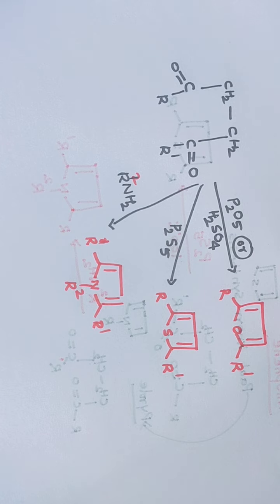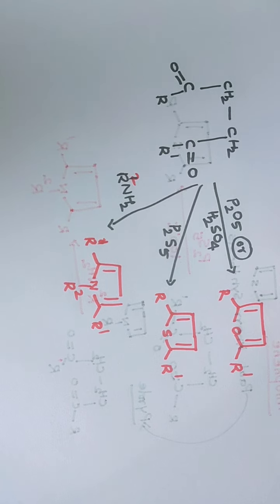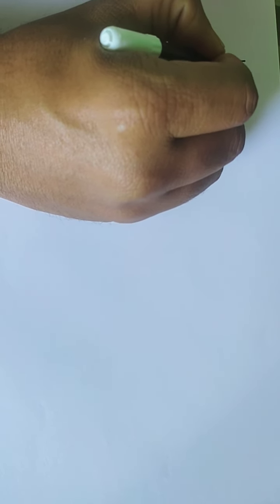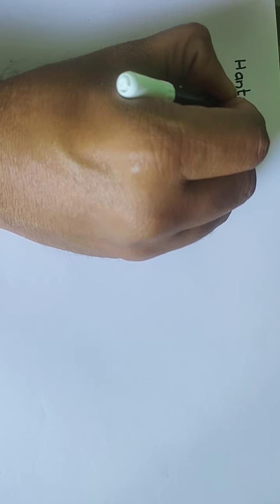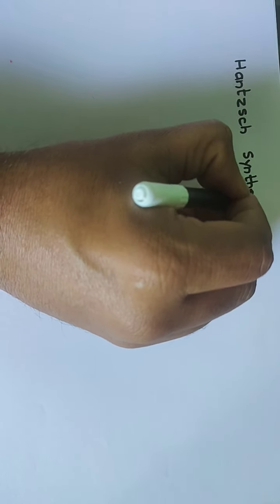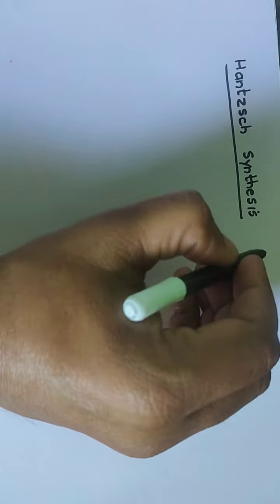Okay, now let us see the synthesis of pyridine. So students, the synthesis of pyridine is also referred to as Hantzsch synthesis. Pyridine can be prepared from beta ketoesters. So let us see what this pyridine is.